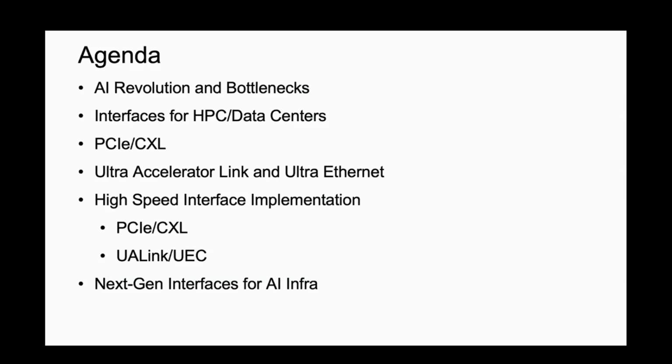Today we'll be talking about the AI revolution, bottlenecks, and interfaces for high performance computing and data centers. Key interfaces like PCIe, CXL, Ultra Accelerator Link, and Ultra Ethernet. Rajesh will be covering high-speed interface implementation aspects as well as the challenges for PCIe, CXL, UA-Link, and UEC. We'll wrap up the session with next-gen interfaces needed for AI Infra, followed by Q&A.